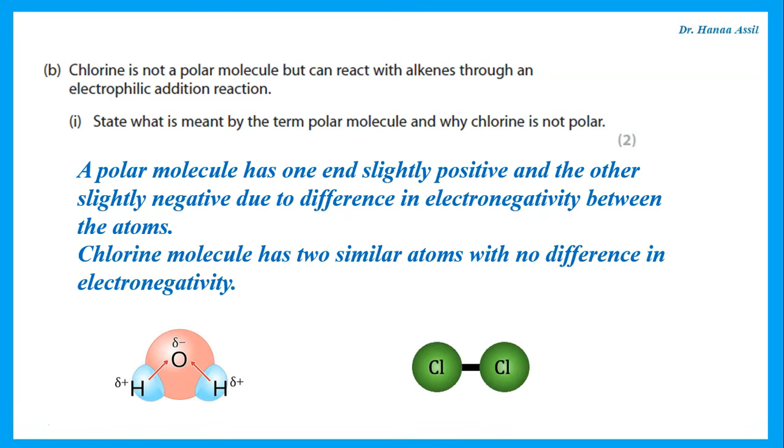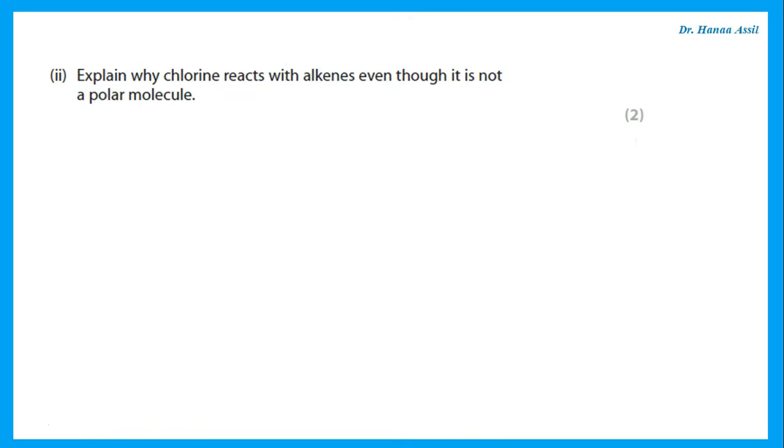Chlorine is something that has two atoms of chlorine. Both of them have the same electronegativity, so there is no polarity. Both of them are similar atoms. They have no difference in electronegativity, so we say that a chlorine molecule is non-polar.